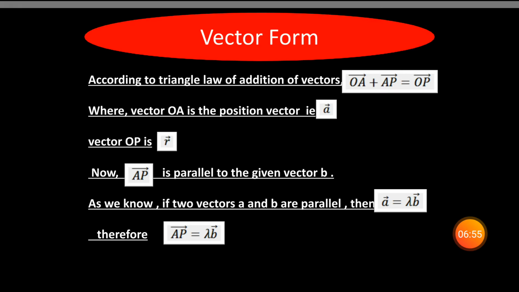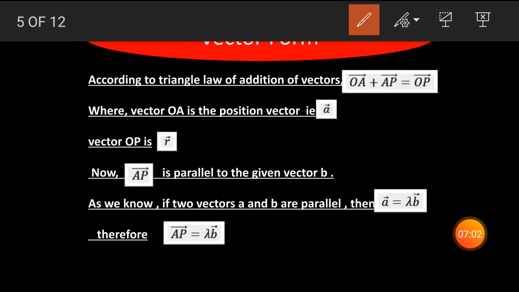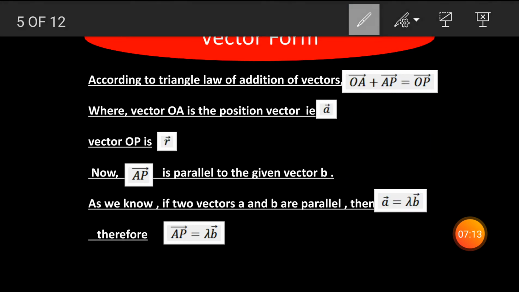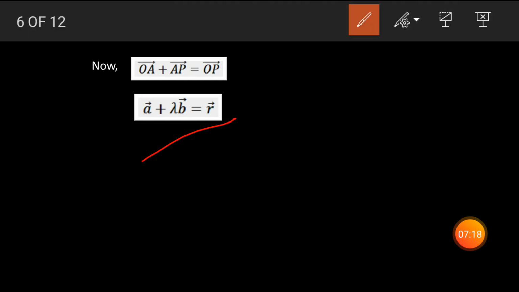Now we are going to arrange these things in our equation, OA plus AP equals OP. So you can see that OA is A vector, plus this is lambda times B vector, and this equals R vector. This is the vector form of the equation of a line in 3D. So here you can see the result: A plus lambda B equals R. This is the vector form when the line passes through a point and is parallel to a vector B. So A plus lambda B equals R. This is the vector form.